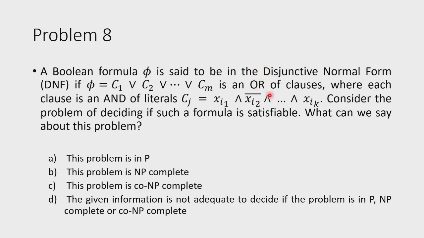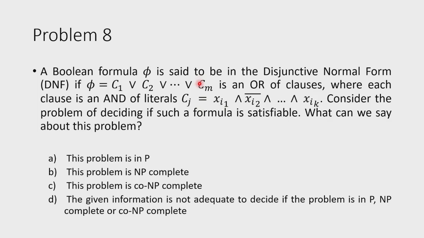So when this phi turns out to be true, when either C1 or Cm is true. Right, so that's the question. Consider the problem of deciding if such a formula is satisfiable or not. So what can we say about this problem? The options are: the problem is in P, the problem is NP complete, the problem is co-NP complete, and the given information is not enough to say which of these three things is true.